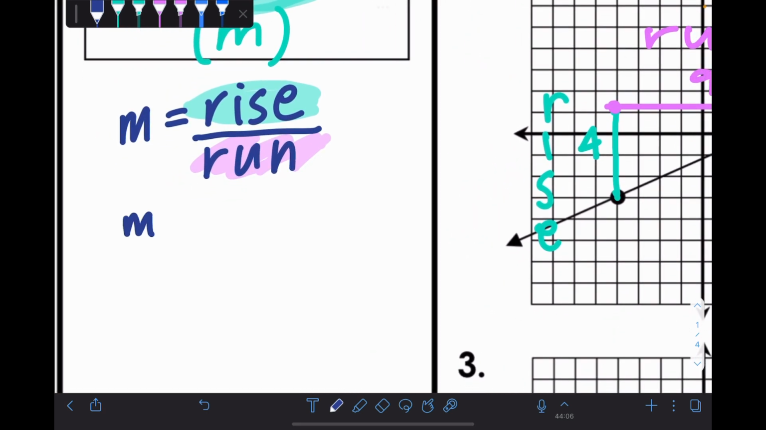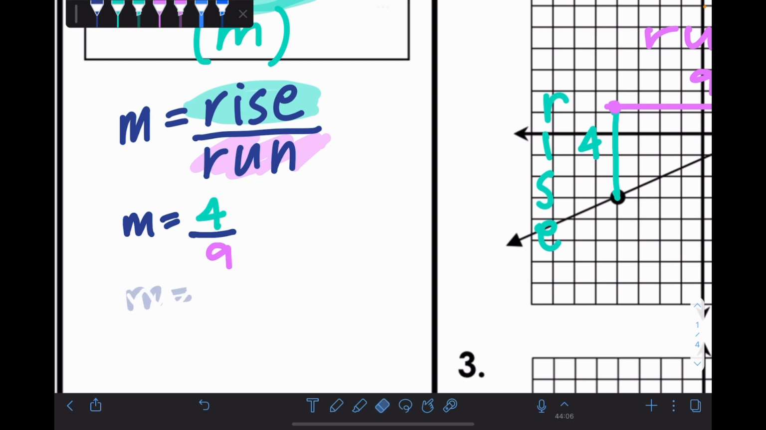M is equal to our rise, which we found was 4, divided by our run, which we found was 9. Alrighty. Now, we want to simplify this fraction. We know that 4... Actually, we can't simplify it. What are you talking about? That's our final answer. Cool.